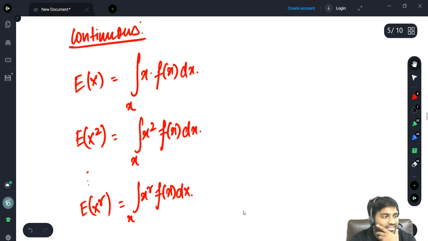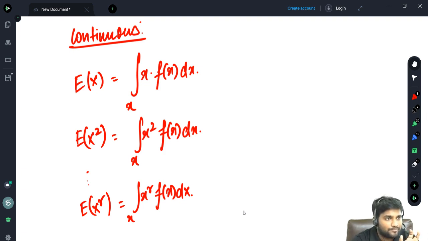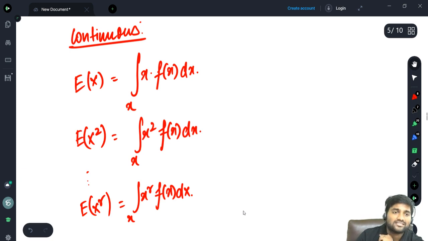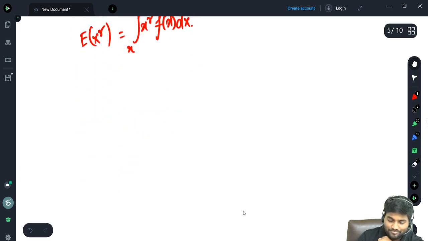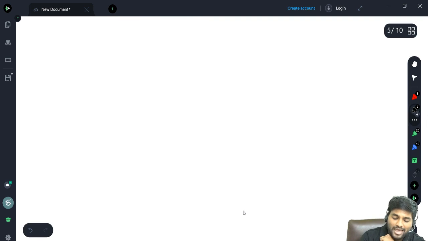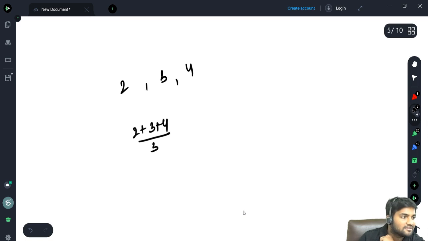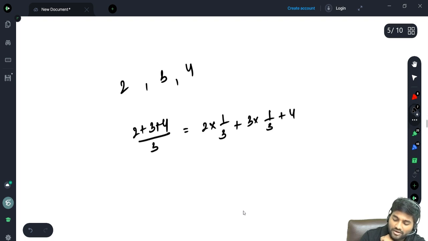Expectation means average. So what we are doing is value into probability, value into probability, value into probability, and then the sum. Now, how does this formula come? You are asked to calculate the mean of 2, 3 and 4. So what do we do? 2 plus 3 plus 4 whole divided by 3. So it is nothing but 2 into 1/3 plus 3 into 1/3 plus 4 into 1/3.